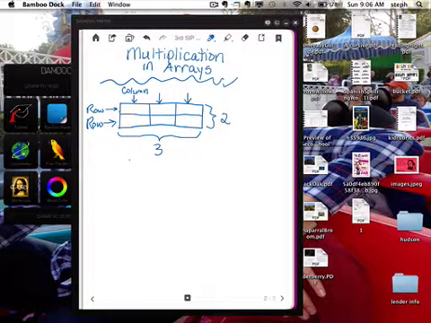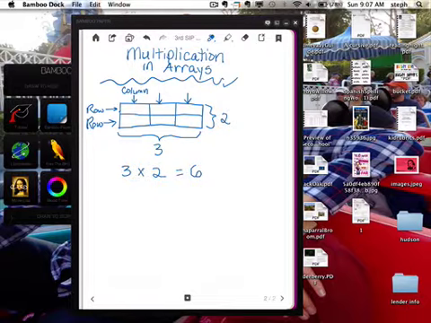So an array just models multiplication because it's talking about groups. So if you look, you have a group of 2, a group of 2, and a group of 2. You have 3 groups of 2. And the way you can write this problem is you could do 3 times 2, which would equal, let's count it up, 1, 2, 3, 4, 5, 6, equals 6.